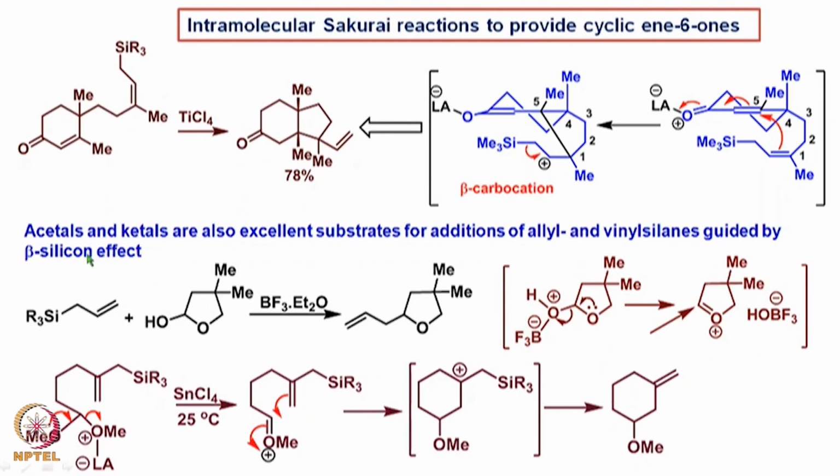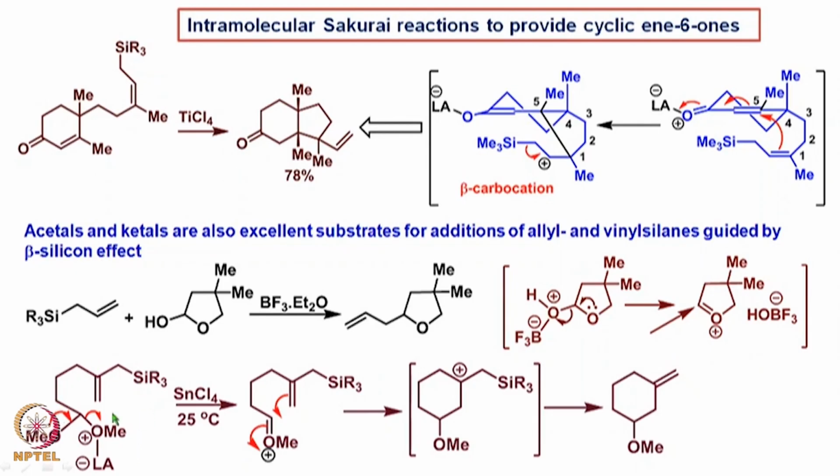It is also found that acetals and ketals are excellent substrates to which allyl and vinyl silanes can be added, which is guided by the beta silicon effect. If we take a substrate like this, a hemiacetal, and react with BF3 in the presence of an allyl silane, then this particular allylated product is formed. The reaction proceeds in this fashion: the hydroxy group gets knocked off by coordinating with the Lewis acid to form an oxonium ion of this kind, to which allyl silane adds, and then we get the allylated product, which again is guided by the beta silicon effect.